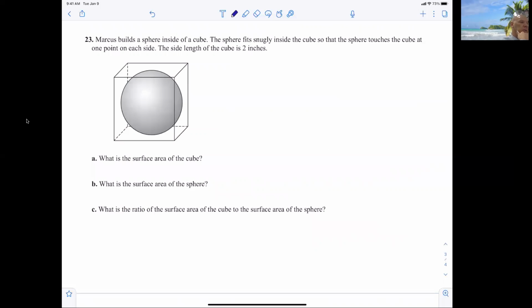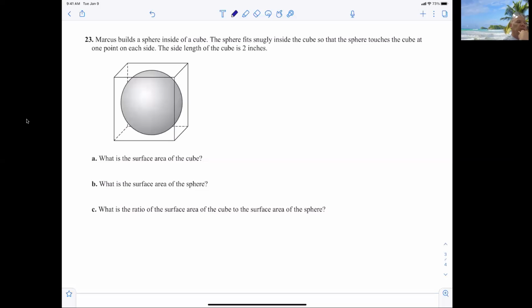All right, so it says Marcus builds a sphere inside a cube. The sphere fits snugly inside the cube so that the sphere touches the cube at one point. What does it mean, touches it at one point? What's that word in math called? Tangent. That's right. It's called tangent. So when something touches at exactly one point, it's called tangent. So the sphere is tangent to all sides.